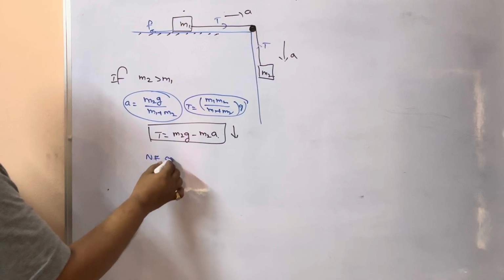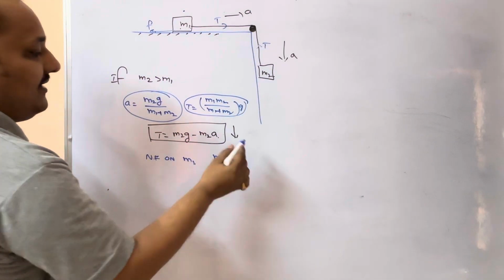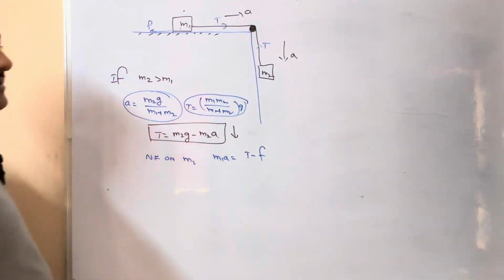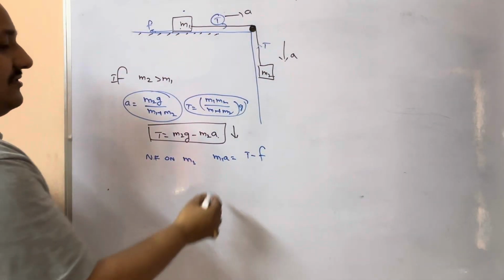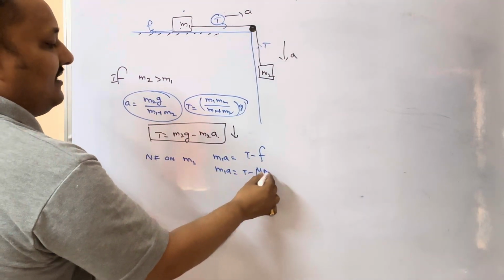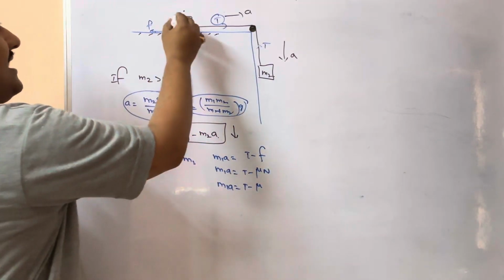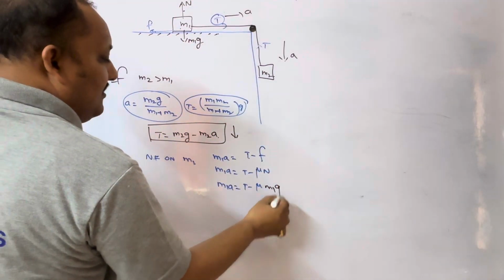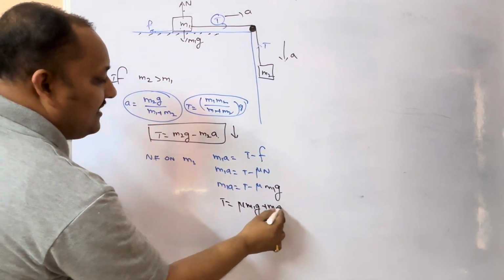Now what is the net force on this? Net force on M1 is M1A, equal to right side force T minus left side force F, because it is moving right side, so T is greater than the frictional force. Next, M1A is equal to T minus, what is the frictional force equation? Mu N. Therefore, M1A equals T minus mu N. What is the normal reaction in this? Normal reaction is equal to M1G. Then T is mu M1G plus M1A.